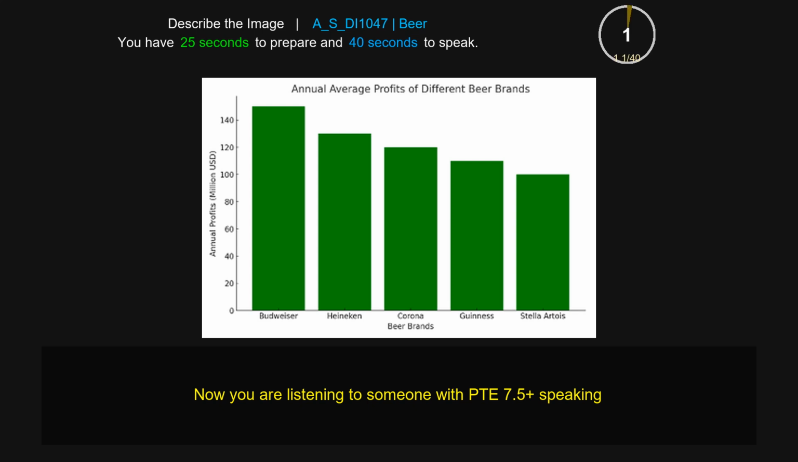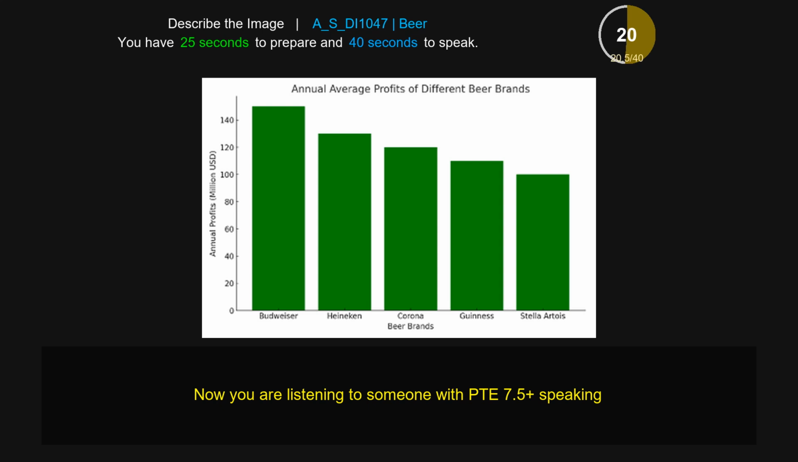This picture is about the annual average profits of the different beer brands. Firstly, it is quite evident that beer brands on the x-axis and the annual profits in millions on the y-axis are the subtopics of this image. Similarly, the other elements in this image are the brand Budweiser, which is 150, and the Heineken, which is 120.